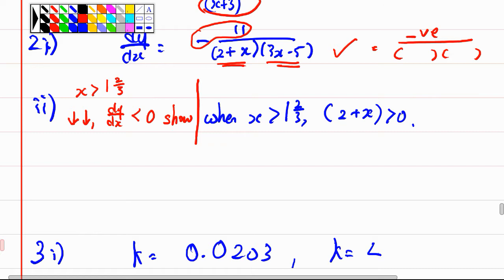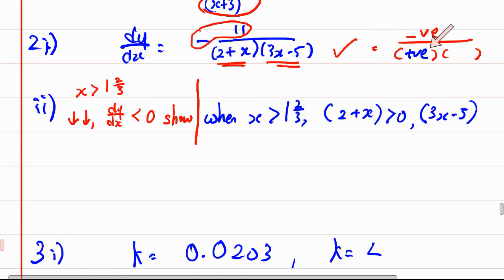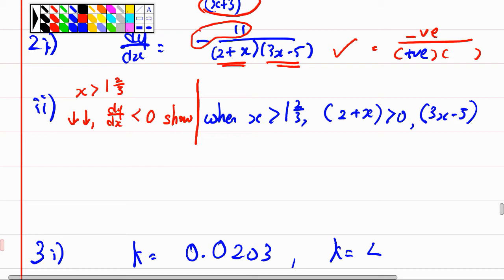Now what about the second one? 3x minus 5. So over here, you can put this is positive. Do you understand what I'm doing? Your attention is here. You know that the first bracket is positive. Now what about the second bracket? When it's more than or equal to 1 and 2/3. What is 3x minus 5? 0. When it's equal to 1 and 2/3. When it's more, it will be plus or minus? Plus, positive. So you write here more than or equal to 0. You understand? So over here is positive as well.